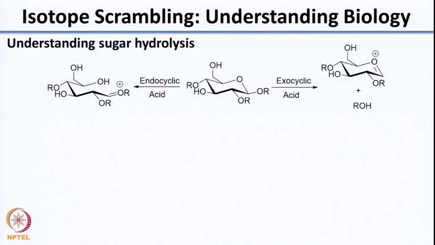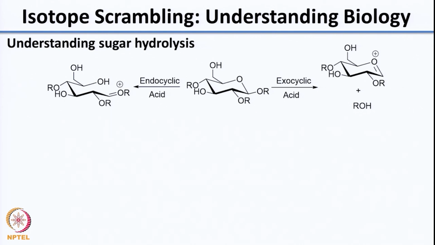Now, this isotopic labeling has also been used to understand mechanisms in biology. We have also been looking at how you can apply this to understanding biology, right. So, let us look at an example. Sugar hydrolysis in the body takes place using enzymes, but there are two pathways that are proposed. One is called an exocyclic pathway and the other an endocyclic pathway.